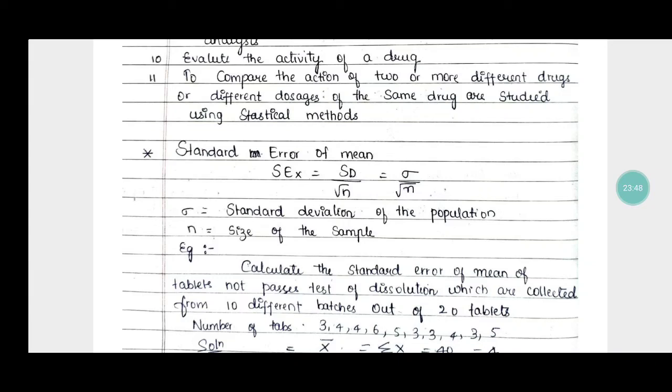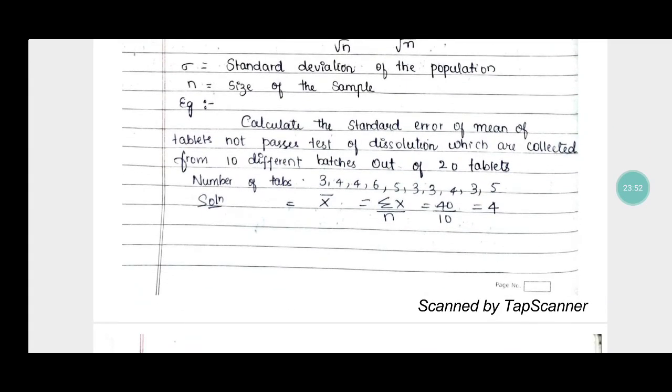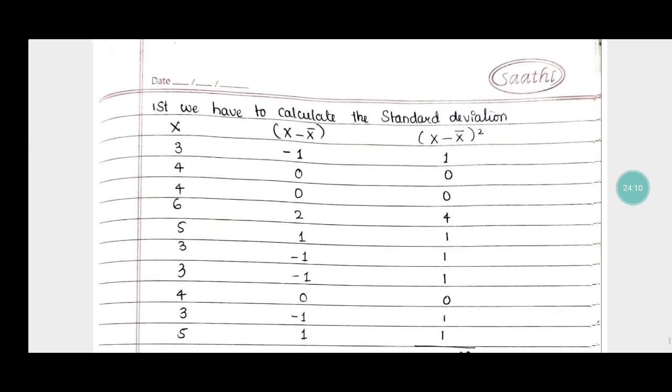So the example for the standard error of mean: calculate the standard error of mean of the tablets that do not pass the dissolution test, collected from 10 different batches out of 20 tablets. The number of tablets and the solution for this are given as follows.